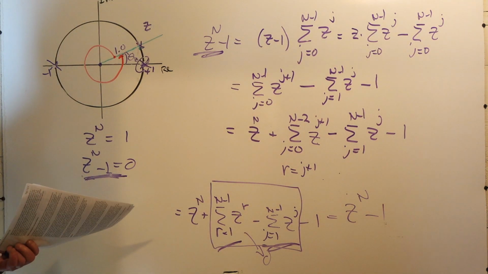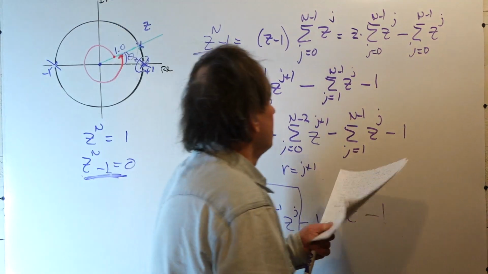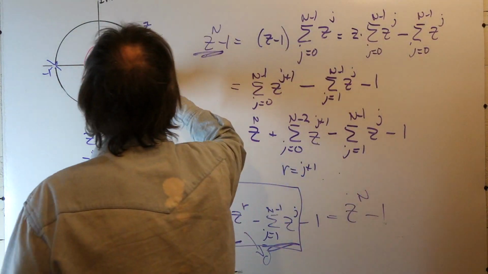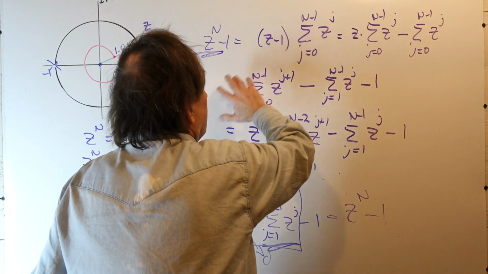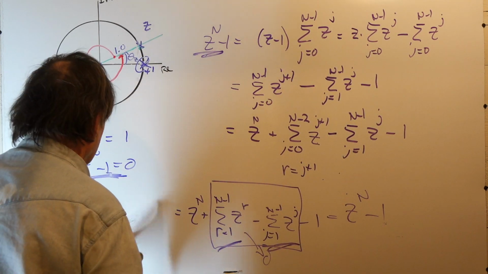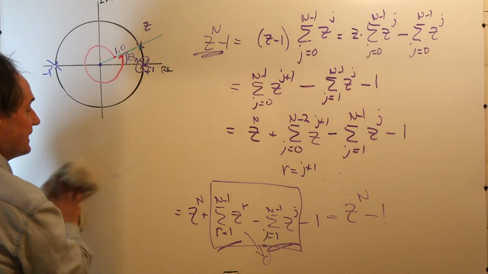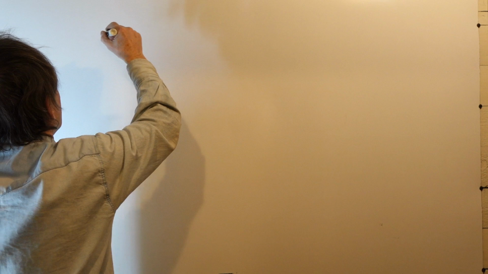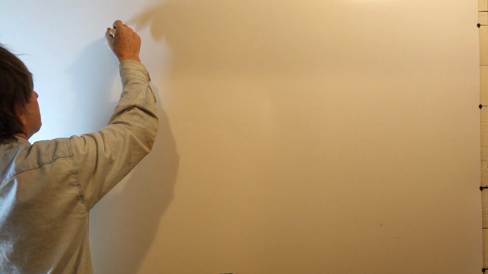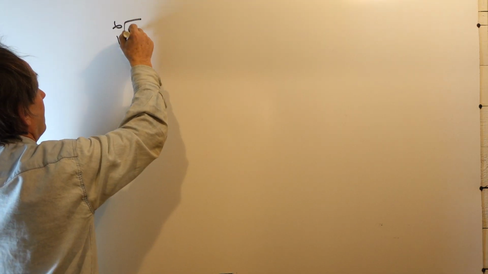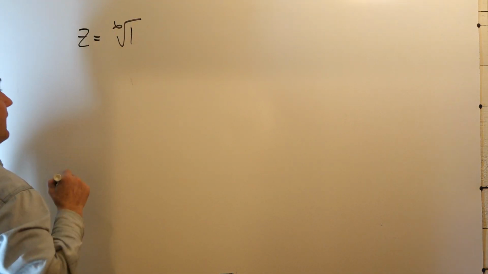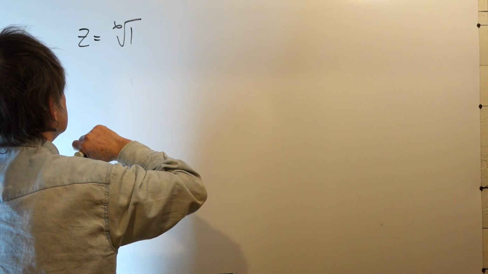So again, we know that we can factor out the factor corresponding to this root, and what's left is a depressed equation where all the coefficients are 1. So for example, if we're finding the 6 roots of 1, we're finding all the z's that satisfy this equation.